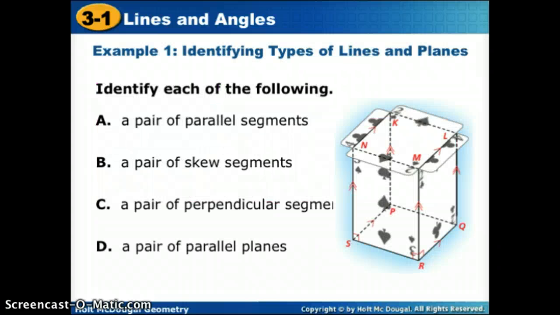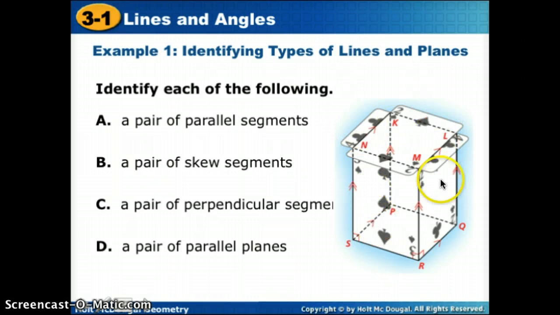Okay, so let's do a couple examples together. If we look in this picture and we wanted to identify a pair of parallel segments, well, there are lots of them. So let's see if we can choose ones that have markings on them. So if you look in this picture, if we look for some of the arrows, I see quite a few sets of them, but just right on top here, I see that segment LM is parallel to KM. It's also parallel to QR and PS.